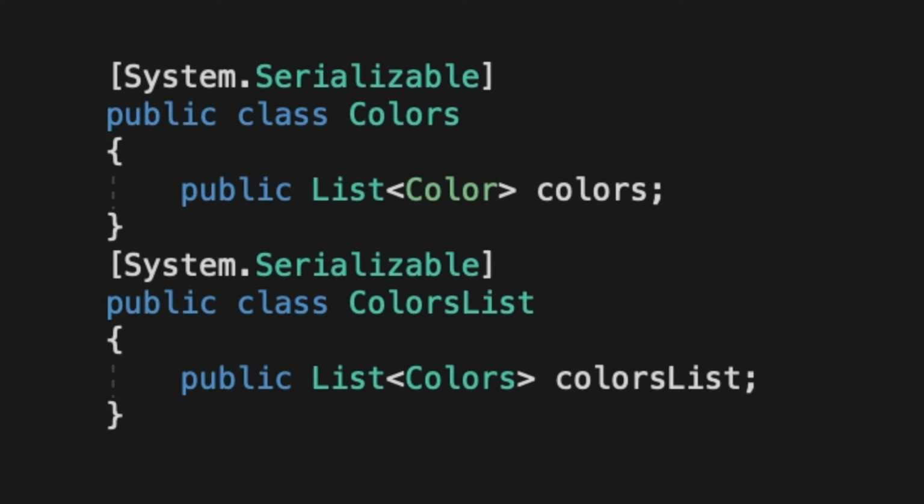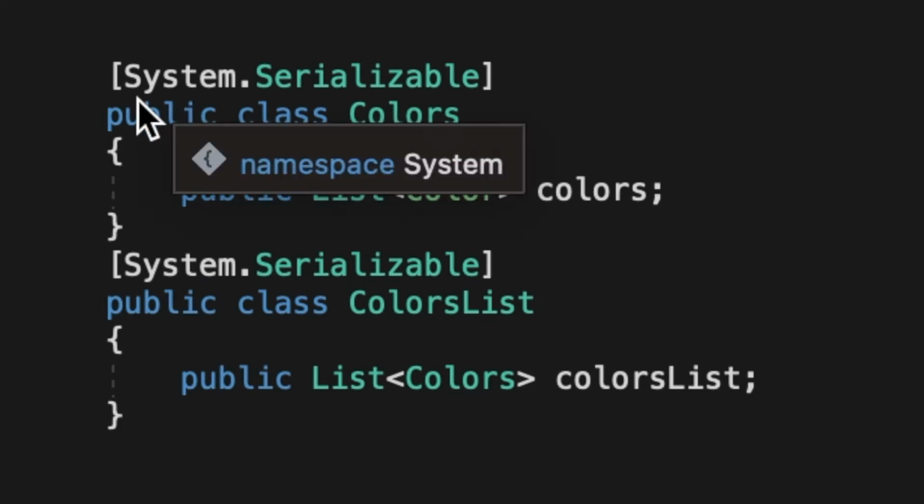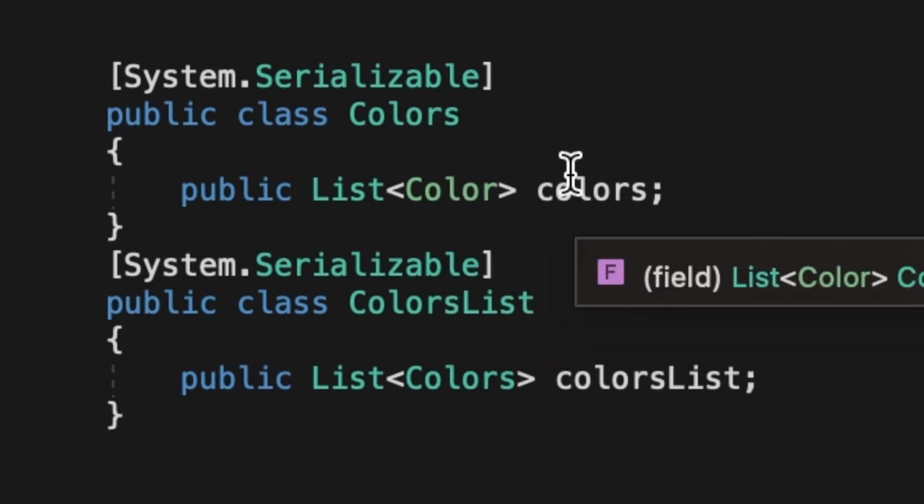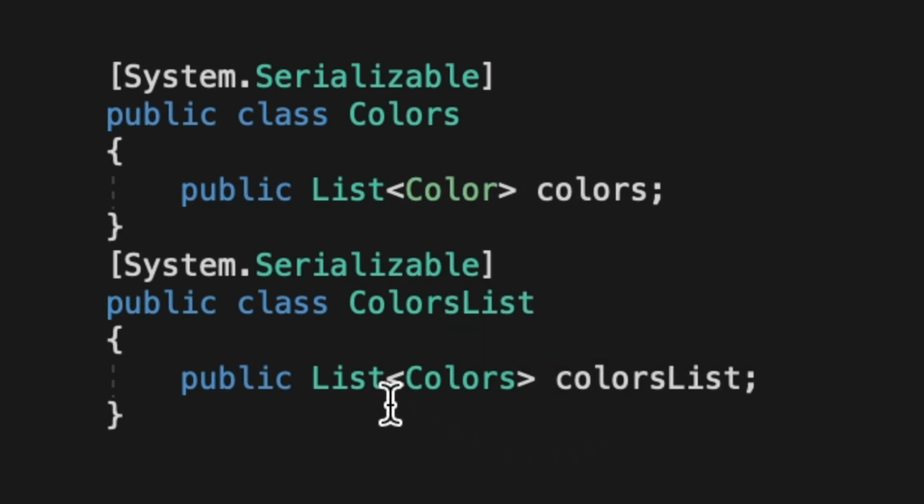You just need to have System.Serializable with a public class, and then inside that public class you'll have a public list. In my case, I'm using color as my public list. And then I need a second System.Serializable, and it will have a public class, and it's the color list. So my public list is then of colors. Now this is a little confusing, but my first public class was colors, and that's what I've put into my second list.